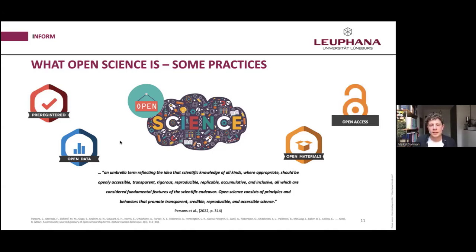Another thing is open access, that you don't publish only behind a paywall, meaning that you need to pay in order to access the article that you publish or want to publish, but instead make it accessible for the general public.